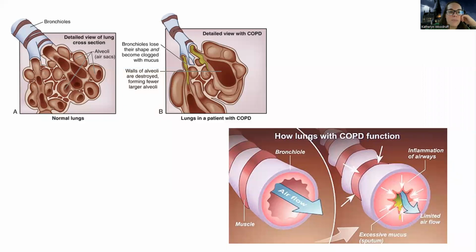So this is an example of normal lungs. They have these beautiful alveoli, lots of space for air to get in, oxygen to get in, and CO2 to get out. But see these kind of very, what do you call it?